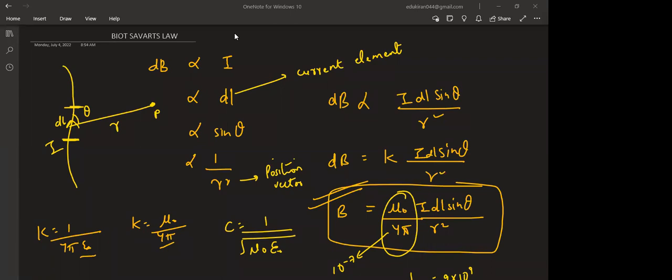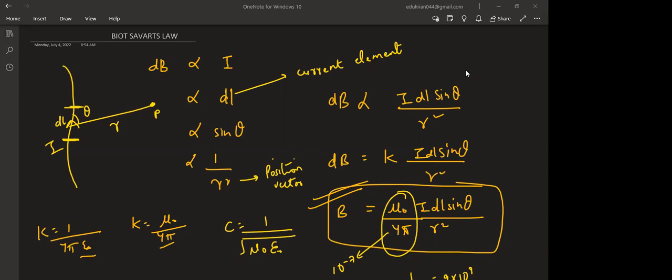Then you must have studied magnetic force on a charged particle, the Lorentz force. That portion we'll complete in the next class. And the last portion, the conversion of a galvanometer into an ammeter and voltmeter, we'll try to complete in the last class.